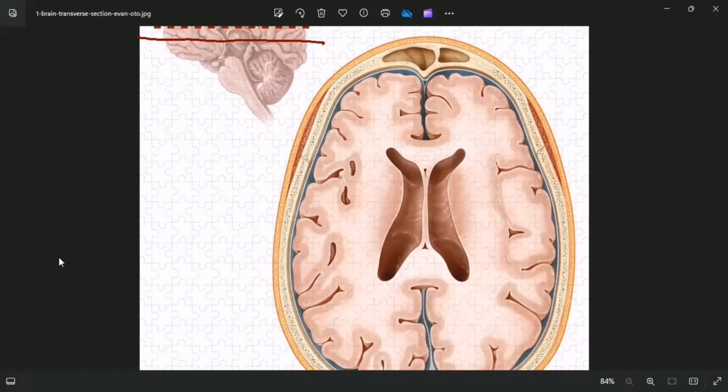So let's identify some structures before we go to the head CT scan. We are going to identify the skull. I think, when I was teaching neonatal jaundice, I spoke about the scalp, isn't it? Do you remember?